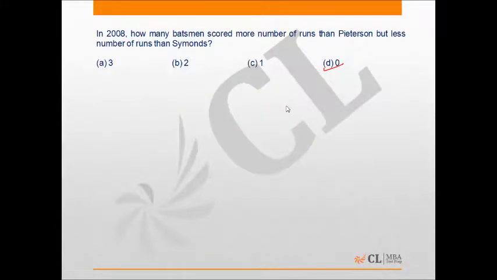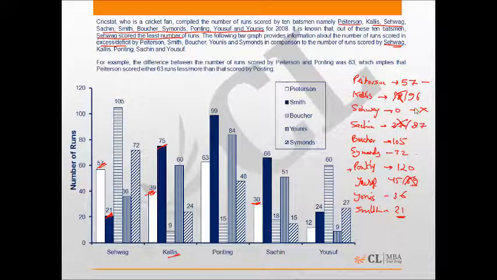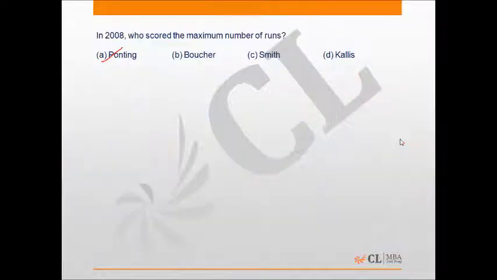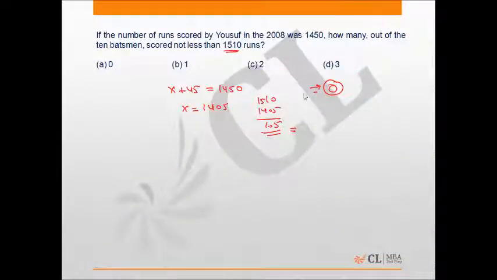So if I see in the table, not less than 105 is this and this. So Boucher and Ponting, there are two people. So correct option is option C.